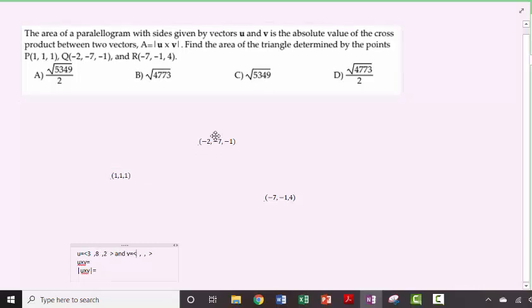I'm then going to find vector v, which will go from Q to R. So what I'm doing here is finding QP and QR, and those would be the sides of this parallelogram. -2 to -7, that was a change of -5. -7 to -1 is a positive change of 6. -1 to 4 is a positive change of 5. So what I'm doing there is finding the change for each of those coordinates.